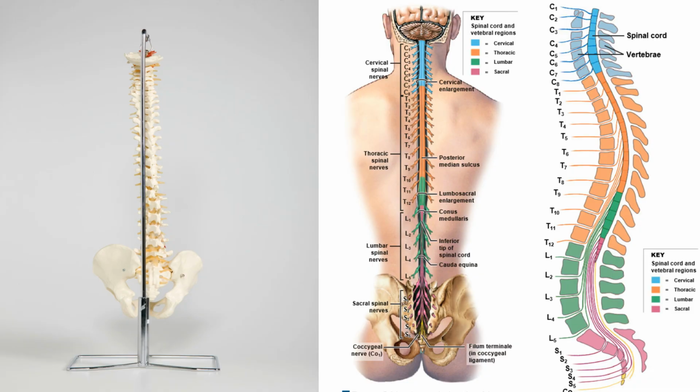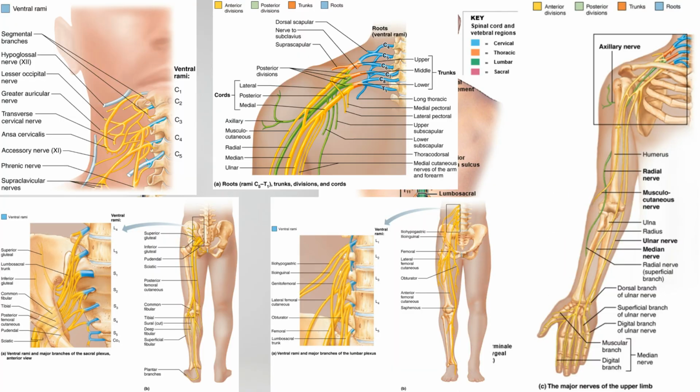Note the naming convention. The 1st through 7th pairs emerge above their corresponding vertebrae. However, a transition occurs at C8, which emerges between the 7th cervical and 1st thoracic vertebra. From that point down, all remaining nerves emerge below their named vertebrae. While our model shows 29 pairs, keep in mind that the S5 and coccygeal pairs are often omitted.